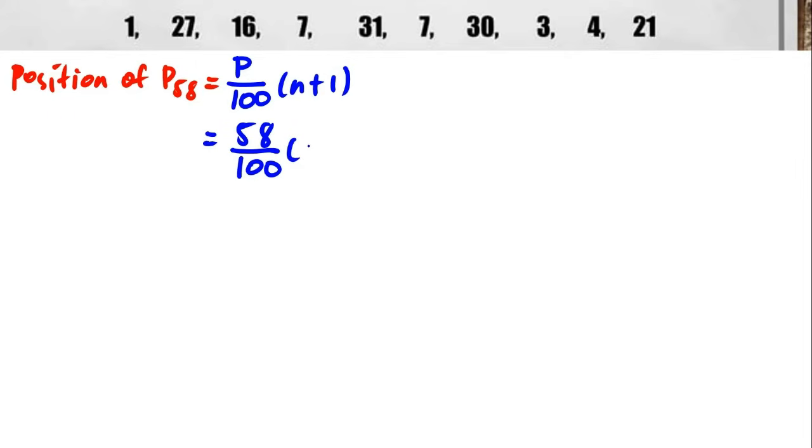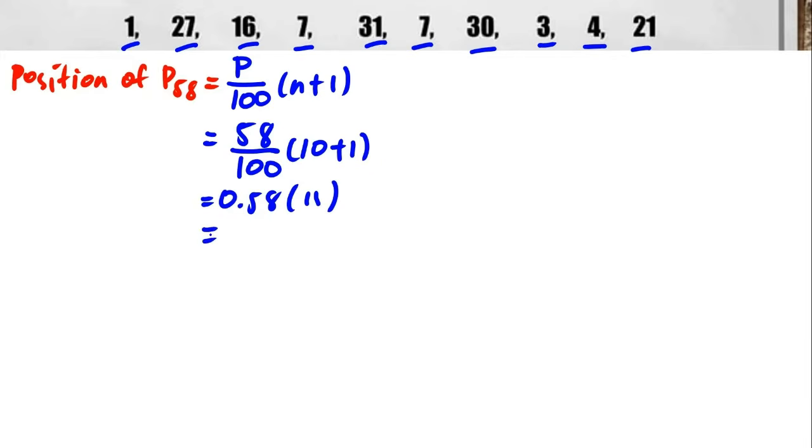We have 1, 2, 3, 4, 5, 6, 7, 8, 9, and 10. So we have 10 plus 1. So on your calculator, what is 58 over 100? Okay, so 58 divided by 100 is just 0.58. So 0.58 times 11. Okay, on your calculator ulit, 0.58 times 11, we have 6.38. So wala namang 6.38 sa data natin.